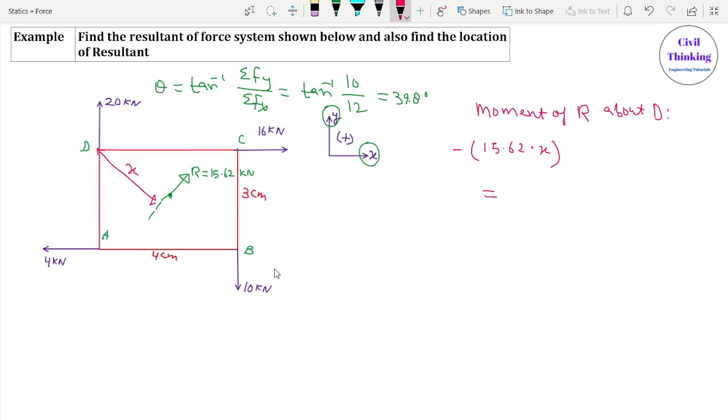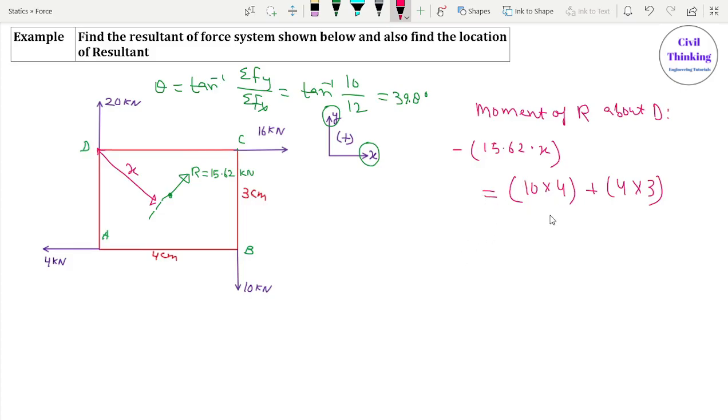Now 10 kilonewton is going to exert a clockwise moment like this. It is 10 multiplied by 4. Now 4 is also going to exert a clockwise moment. So 4 multiplied by 3 is the moment of 4 newton, right? This is according to Varignon's theorem. Now from here we will find the value of x.